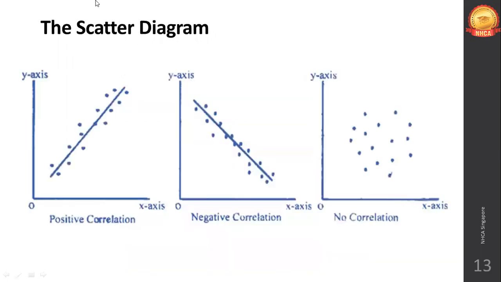Then you have the scatter diagram. In a scatter diagram, you have positive correlation, negative correlation, and no correlation. Just by looking at the graph, I have explained this earlier also in other classes. So positive correlation, just by looking at this graph on the extreme left, how do you explain it? In brief.